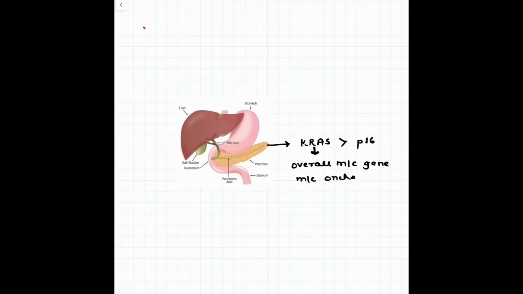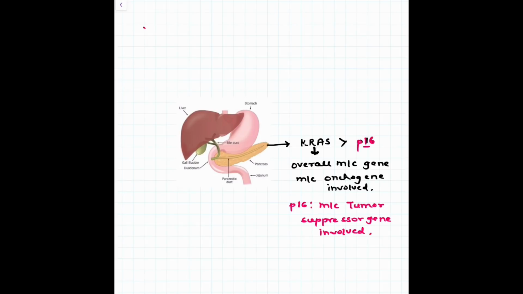One MCQ. Second, this is the most common oncogene also. Yes, true. But if the examiner is asking which is the most common tumor suppressor gene, KRAS will be out, and then we have to select P16. So P16 will become the answer for the most common tumor suppressor gene involved. Take home message is KRAS followed by P16.